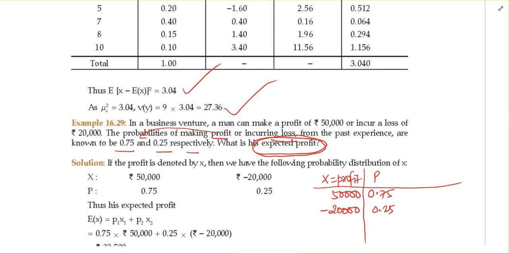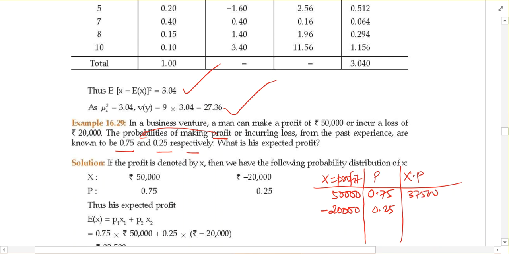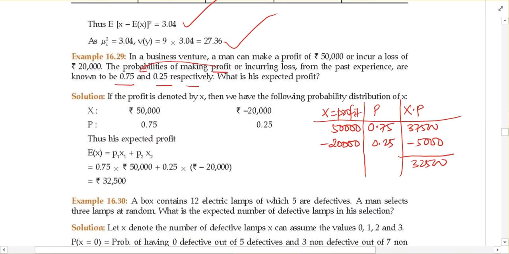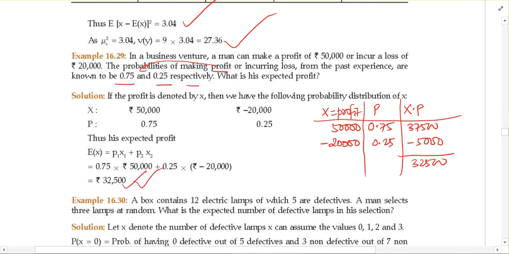Okay, now we have to find expected profit. Expectation means mean, and a mean is what? Sigma xp. We will find x into p. Okay, this is 37500 and this is what? Minus 5000. So the total is 32500. This is our expected profit.